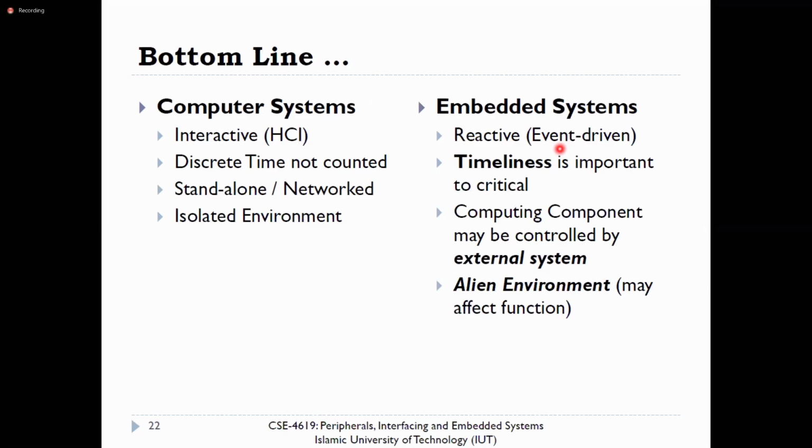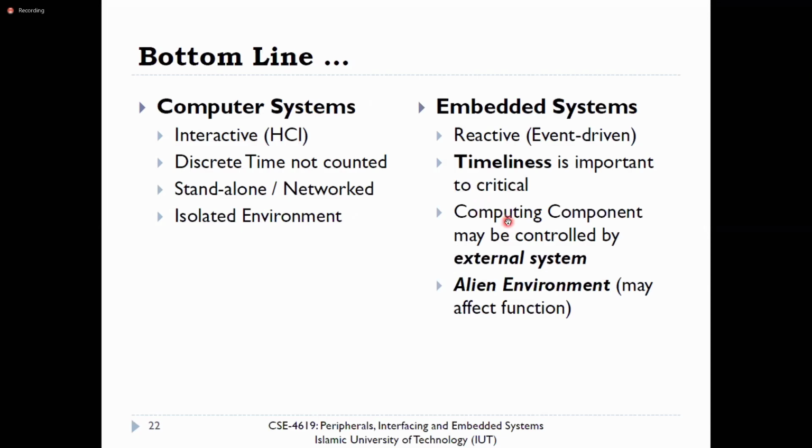And in a computer system, discrete time is not counted; rather, we can work with it continuously. But in this case, timeliness is important and very critical, because mostly these are automatic. And as the human touch is not there, the timeliness is very important and very critical. We can say this is a standalone system, or it can be networked. A computer can be networked, but it is not automatic. It is human controlled.